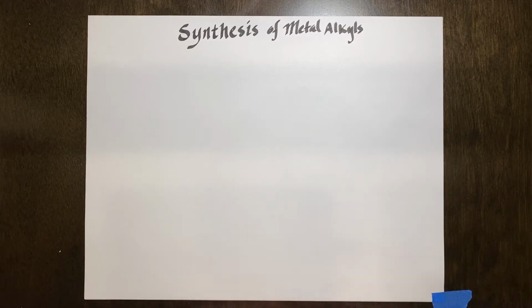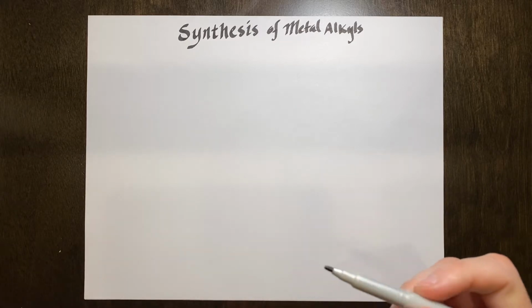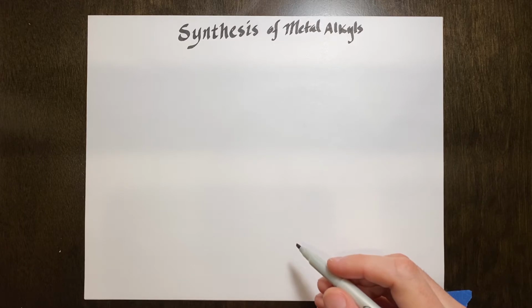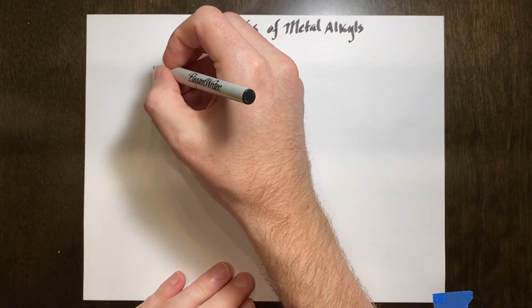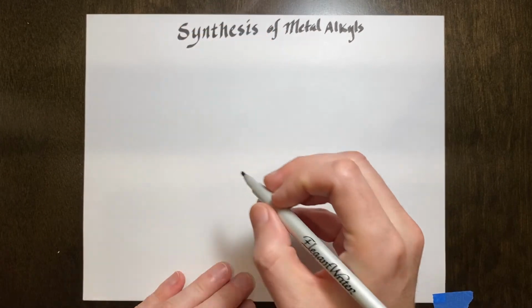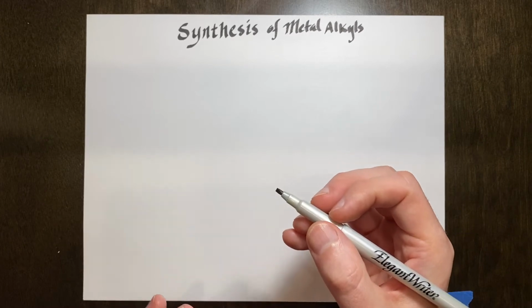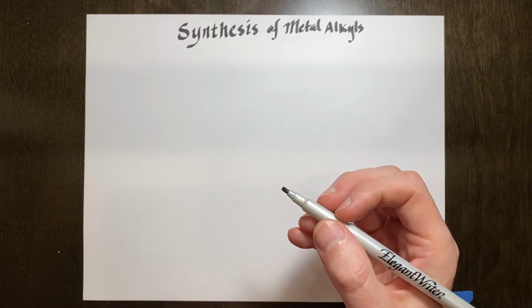Let's look at a few ways to prepare metal alkyls, or synthesize them. So going back to some of our first examples of prepared metal alkyls, let's look at how to make that tungsten hexamethyl complex. One of the ways that we could do it is by using a very nucleophilic carbon.